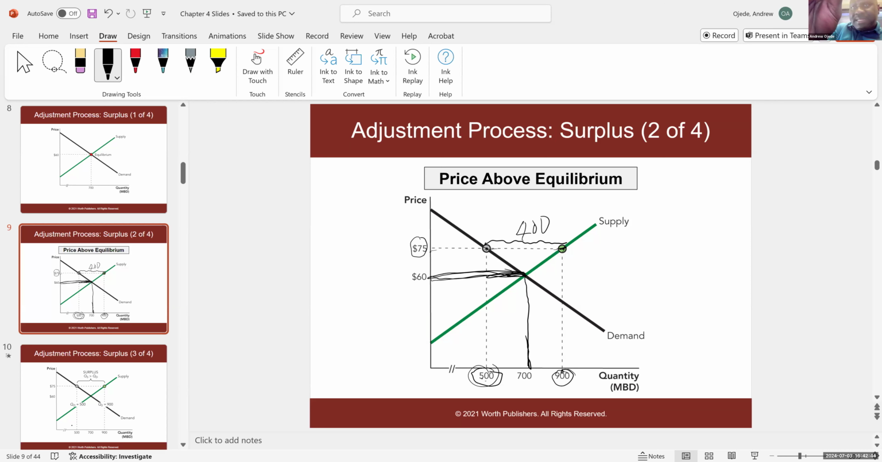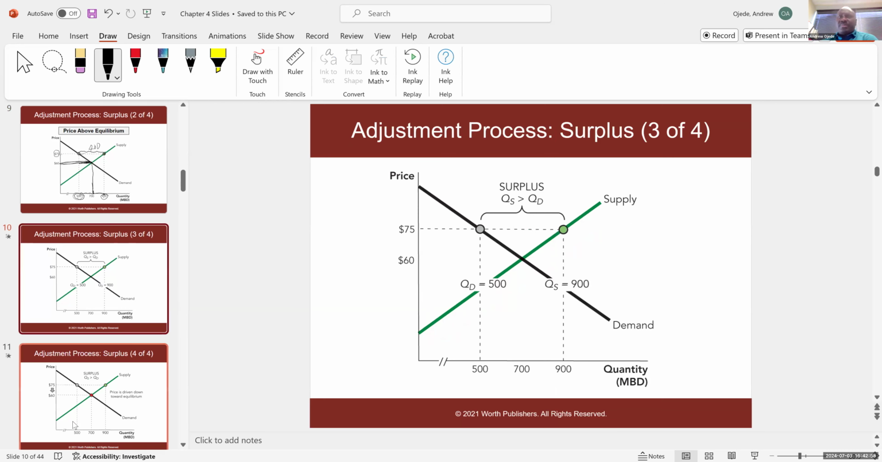And that is going to be 400. You read that gap from down here. This gap here, 900 minus 500, is 400. So there's an excess supply of 400 million barrels of oil that oil companies will be stuck with. That's what we're talking about. So surplus is a condition in which quantity supplied is greater than quantity demanded. Because at a price of 75, quantity supplied is 900, yet quantity demanded is 500. That's why we're saying QS is greater than QD. So this gap here, 900 minus 500, is the size of the surplus.